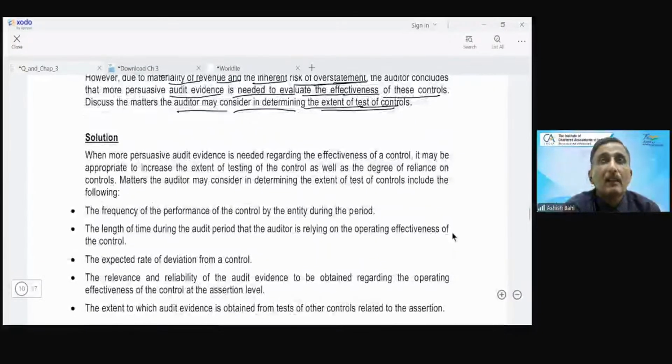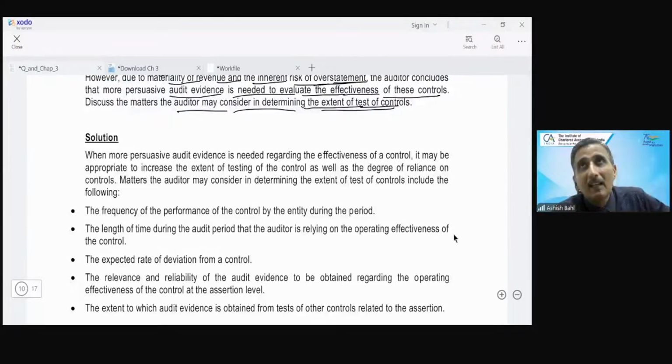So the factors are like frequency of performance of control by entity. Okay, so a control has been instituted, at what time period the performance of it has been verified by the entity. The length of the time during the audit period that the auditor is relying on the operating effectiveness of control. Okay, what is the time duration during which the auditor is relying on the operating effectiveness of control, and the expected rate of deviation from a control.